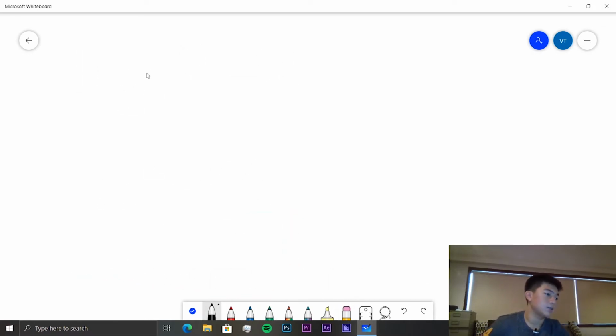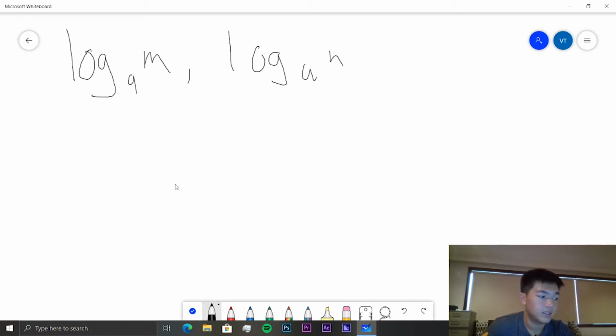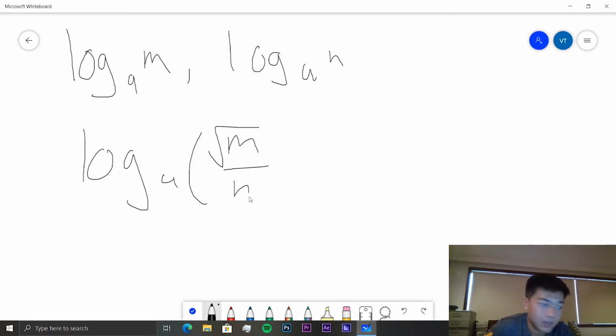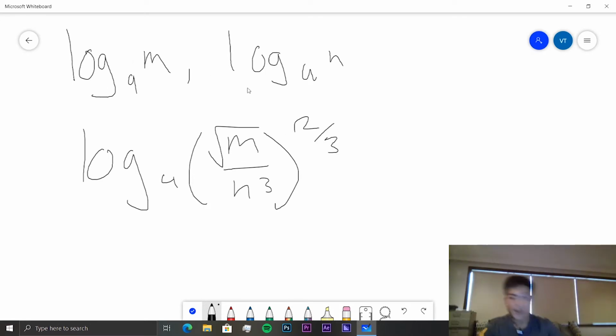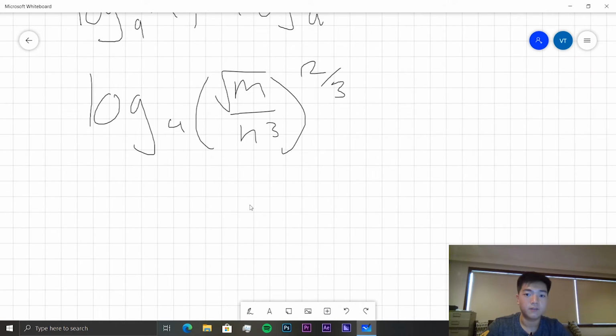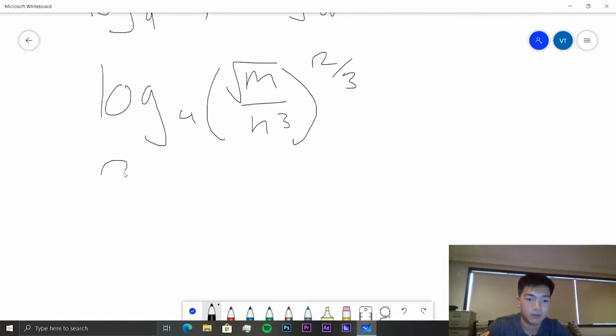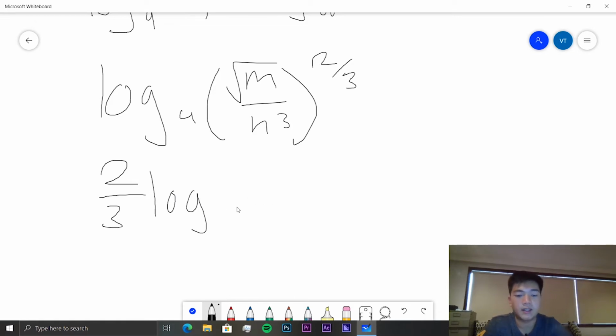Next, we need to express the following in terms of log base a of m and log base a of n. So first one, we need to express log base a of the square root of m over n cubed, all to the 2/3, in terms of log base a of m and log base a of n. So the first thing we do is we remove the exponent. So this is equal to 2/3 log base a of m to the 1/2 n cubed.